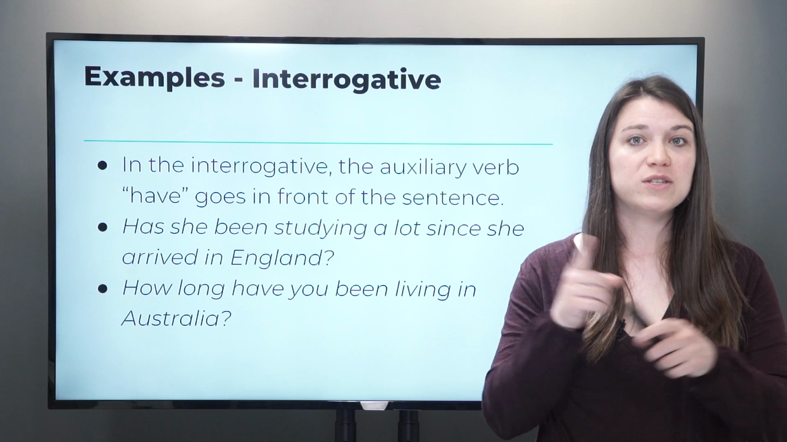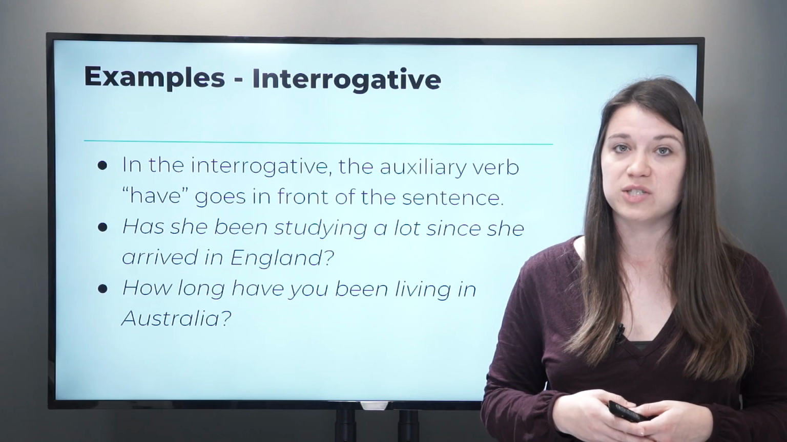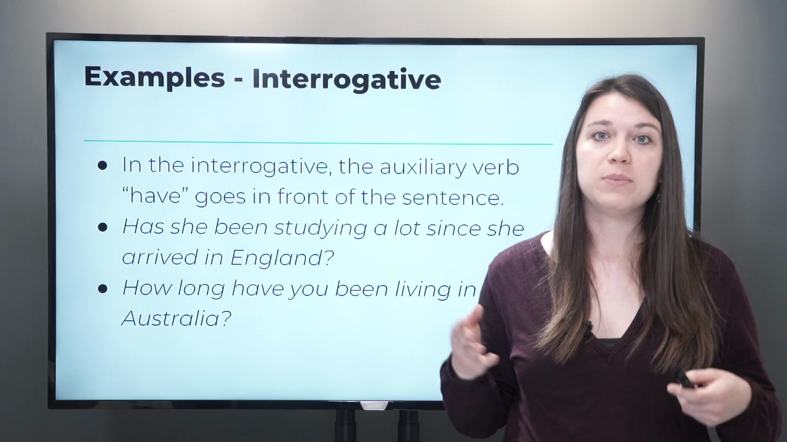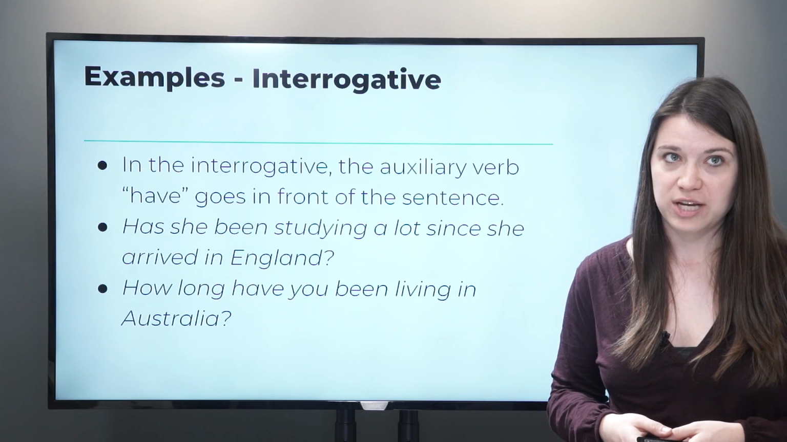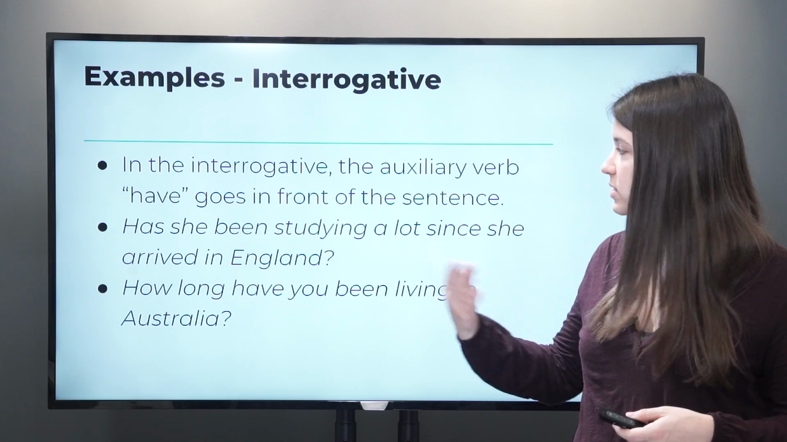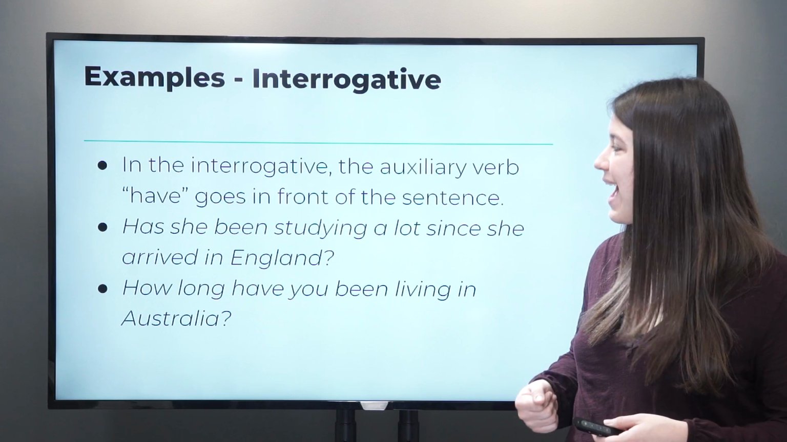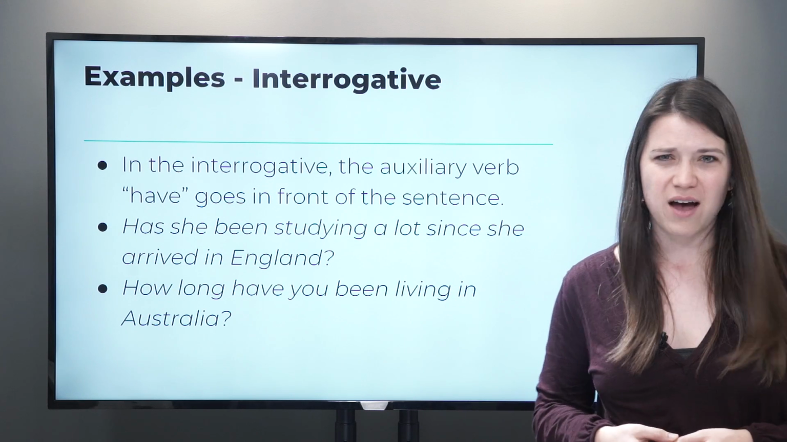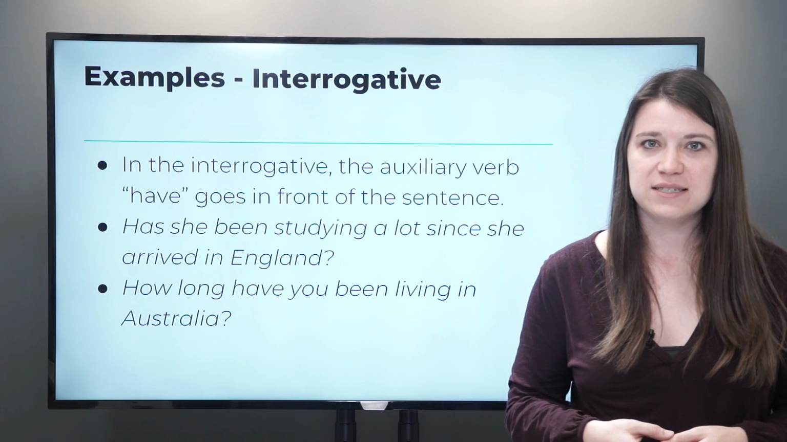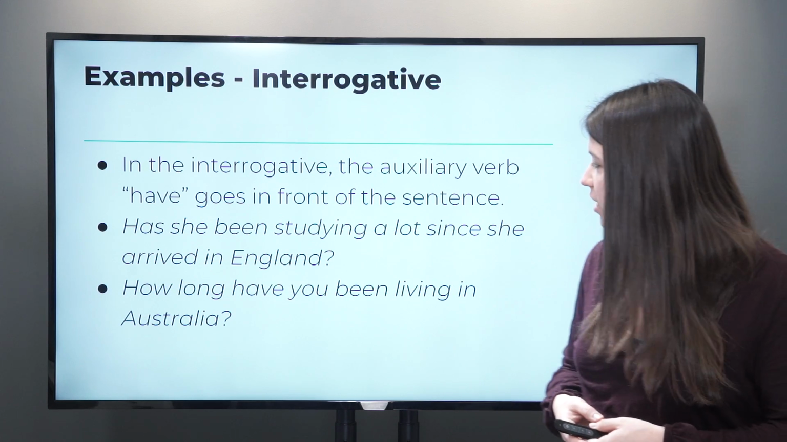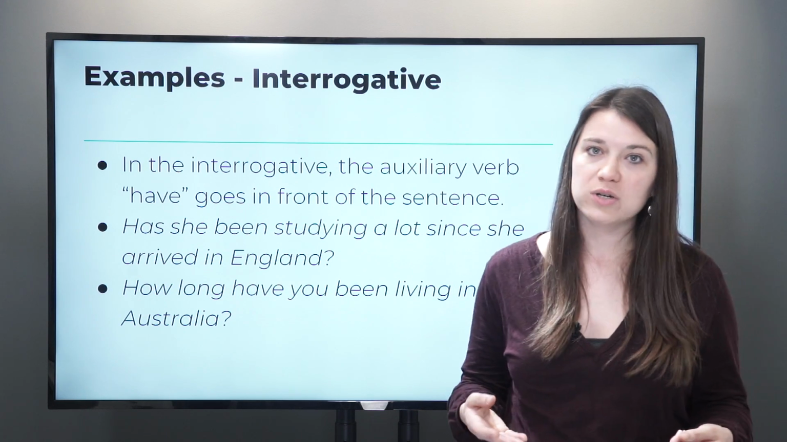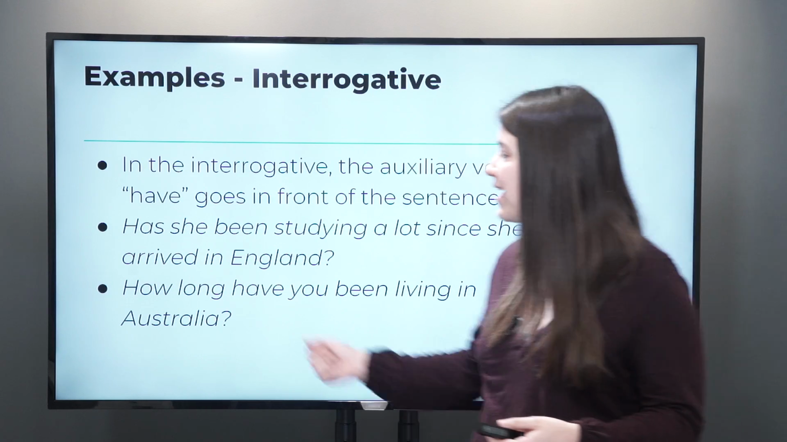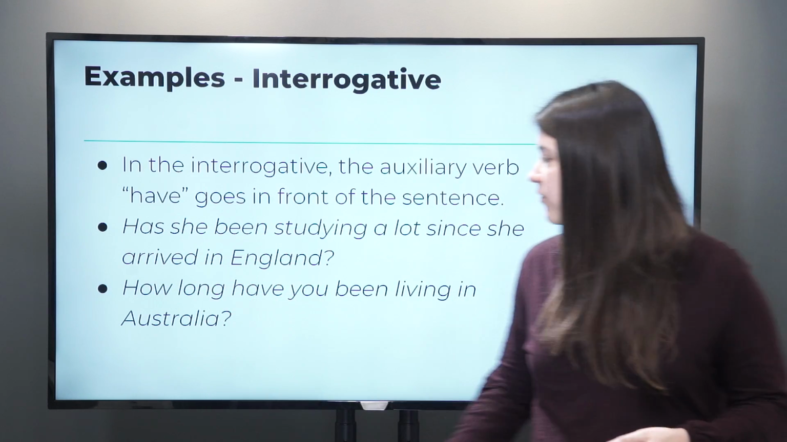Okay, now let's move on to the interrogative. Remember that the order switches in the interrogative. We start with have or has plus the subject, okay, then been and the verb with ing. So in the interrogative, it goes in the front of the sentence. For example, has she been studying a lot since she arrived in England? Or how long have you been in Australia? So with these question words, we can also use things like how long, for example.